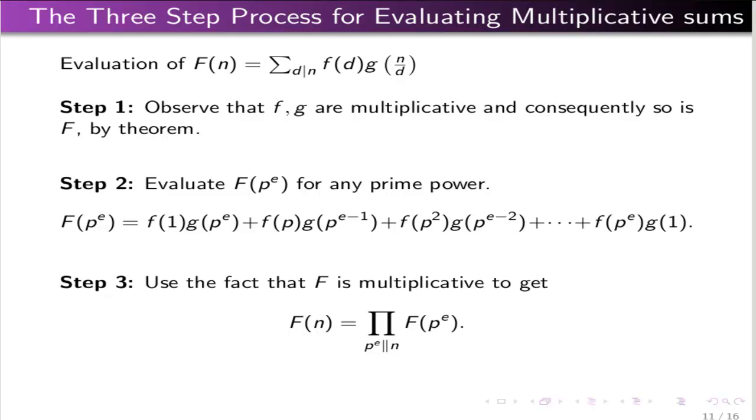So again, the three-step process for evaluating any multiplicative sum of this type is exactly what we did for the Euler-Phi function theorem. You first observe that little f and little g are multiplicative functions. So that has to be the condition you start with. And therefore, by the theorem, we get to conclude that capital F is multiplicative. Then you evaluate capital F at any prime power. Very easy to sum over the divisors of a prime power. You just let d be 1 and let d be p. And notice that you're always summing over the complementary divisor pairs like this, all the way down to f of p to the e g of 1, and you just calculate that sum. And then finally use the fact that f is multiplicative to get the value at an arbitrary integer.